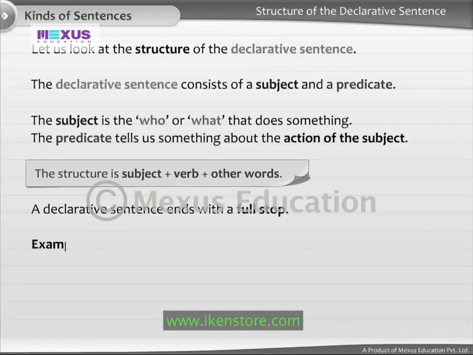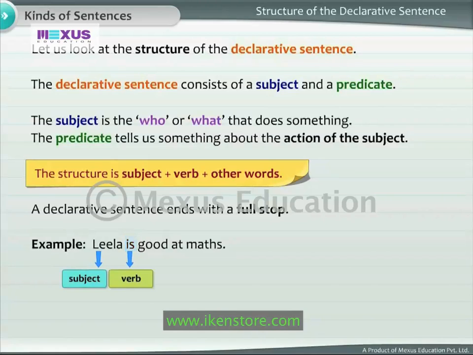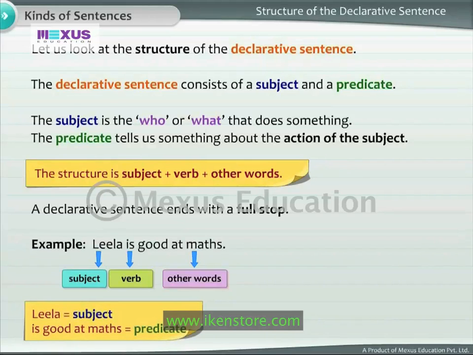Read this example. Leela is good at maths. Leela is the subject, is the verb, and good at maths are the other words. The words is good at maths, when taken together, form the predicate of this declarative sentence.